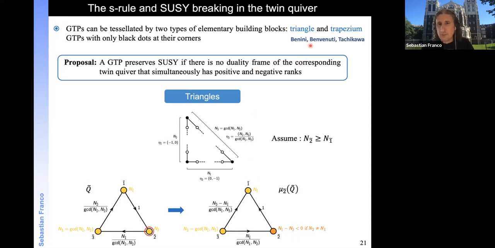And you can do a similar story for the trapezium. Again, it's the same. You're going to mutate the PQ webs. It's going to, at some point, produce an anti-brane. And here we see that as a negative rank of the quiver.